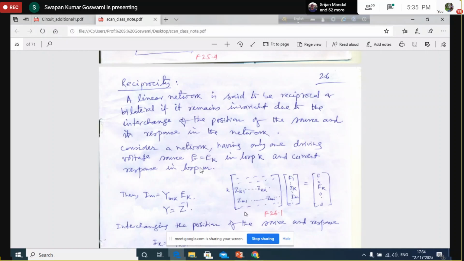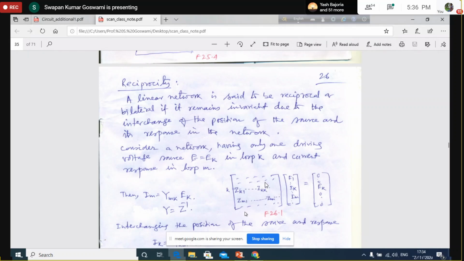Say this network has a number of loops. Out of these loops, only in loop K there is a voltage source, and that source is EK. Its magnitude is, say, E. So there is a voltage source in loop K, and we shall be finding out the current in loop M. I want to find out the current in loop M.